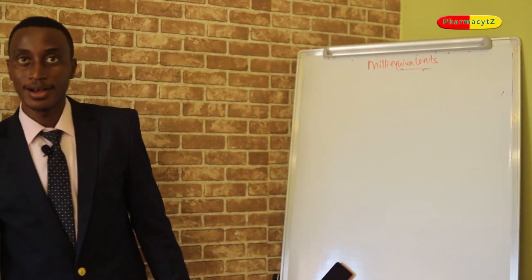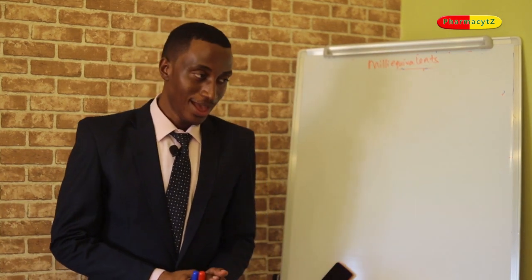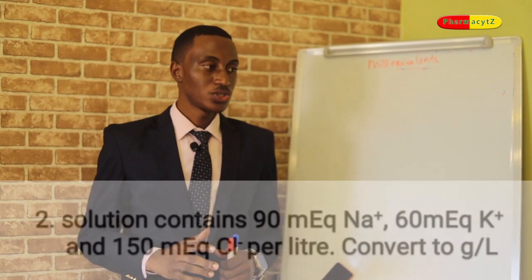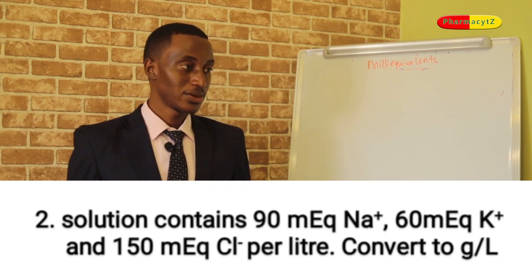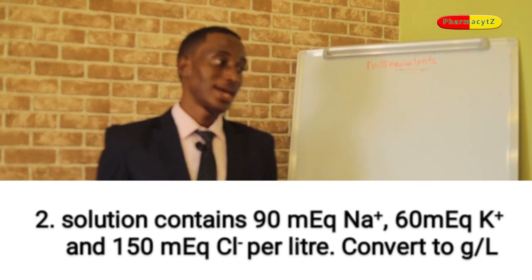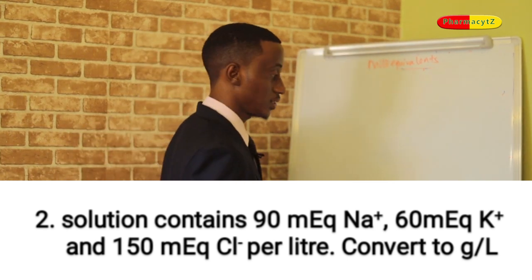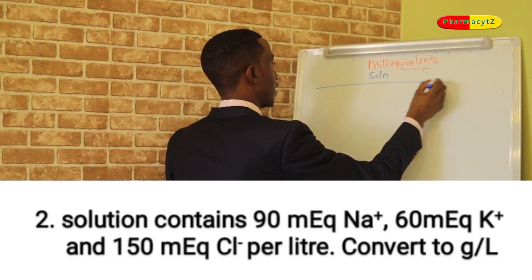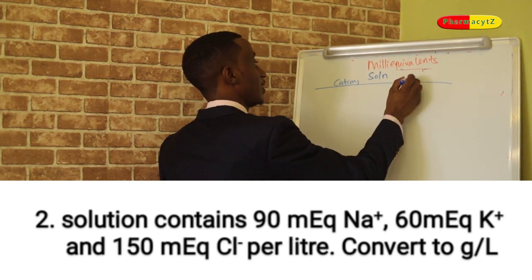Okay, let's have 3 to 4 more examples. Question number 2 states that the solution contains 90 milliequivalents of sodium, 60 milliequivalents of potassium, and 150 milliequivalents of chlorine per liter. Convert this to gram per liter. So this was a solution which had both cations and anions.